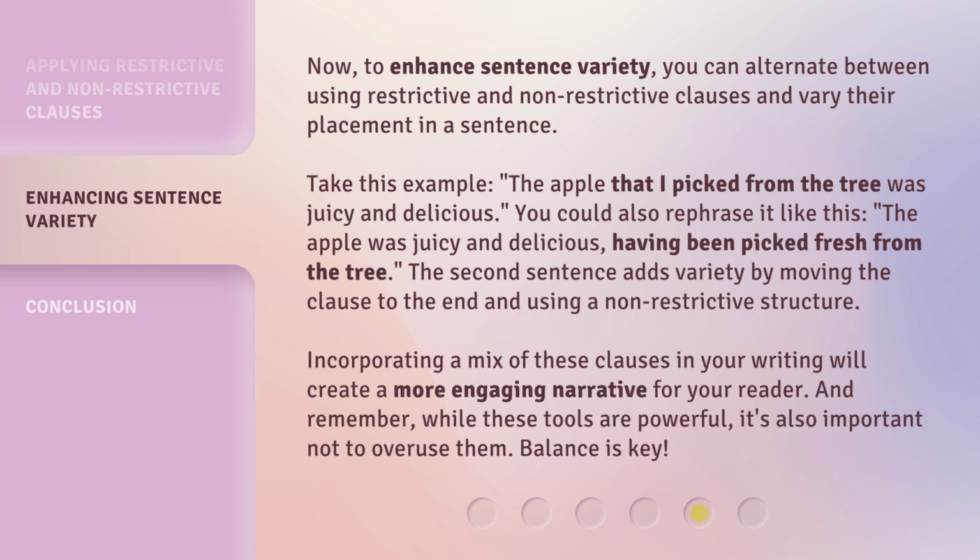Incorporating a mix of these clauses in your writing will create a more engaging narrative for your reader. And remember, while these tools are powerful, it's also important not to overuse them. Balance is key.